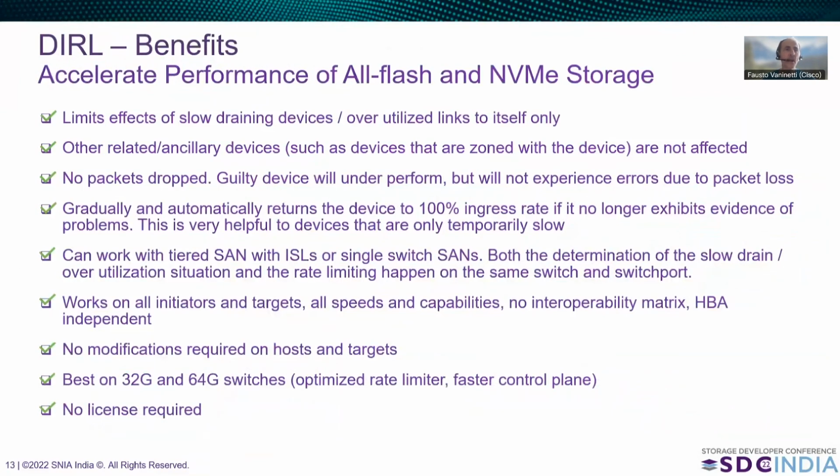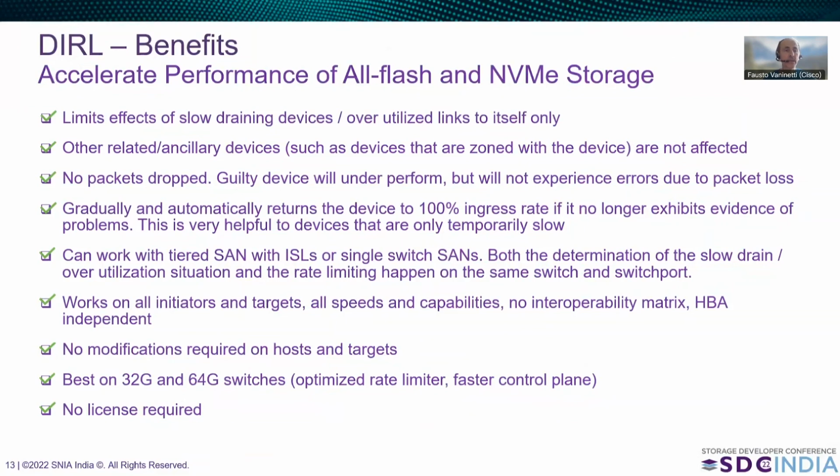In summary, the DIRL benefits are multiple. First of all, the effect is limited to slow draining or overutilized links. Other related devices, such as devices that are part of the same zone, are not affected at all. And there are no packet drops. The guilty device will underperform for sure, but it will not experience errors due to packet loss. And by dynamically adjusting the ingress rate limit, we can also go back to a normal situation when congestion disappears from the network. This is very useful for devices that are only temporarily slow draining.